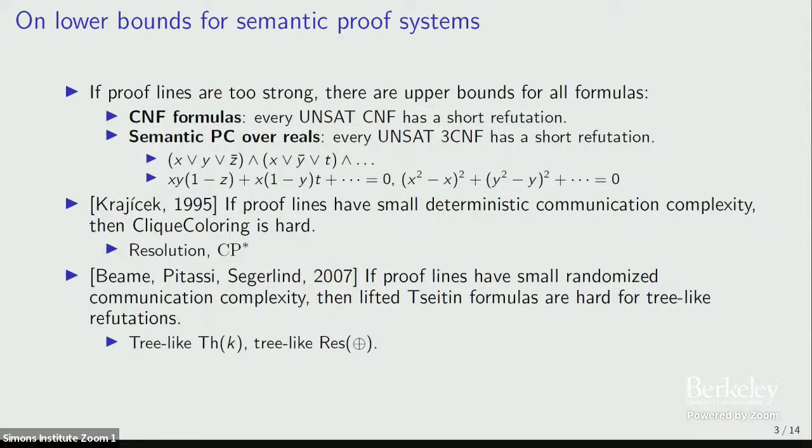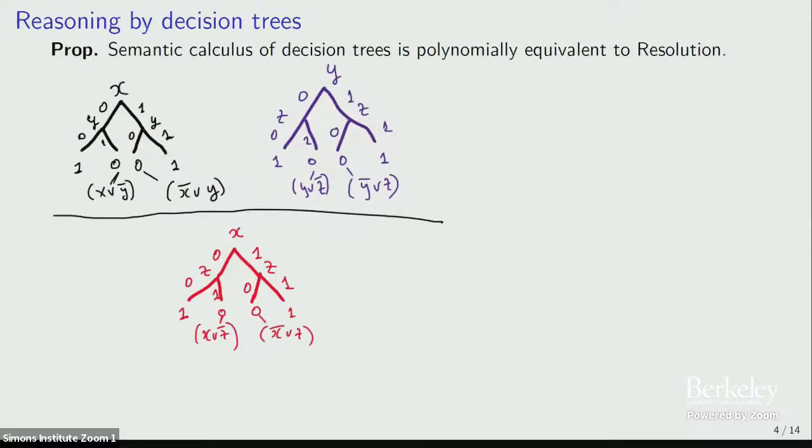The first observation was that if proof lines are too strong, we get nothing. What about the other side? Consider, for example, semantic refutation with decision trees, where every proof line is just a decision tree. This is not a very deep observation: the resulting proof system is polynomially equivalent to resolution.